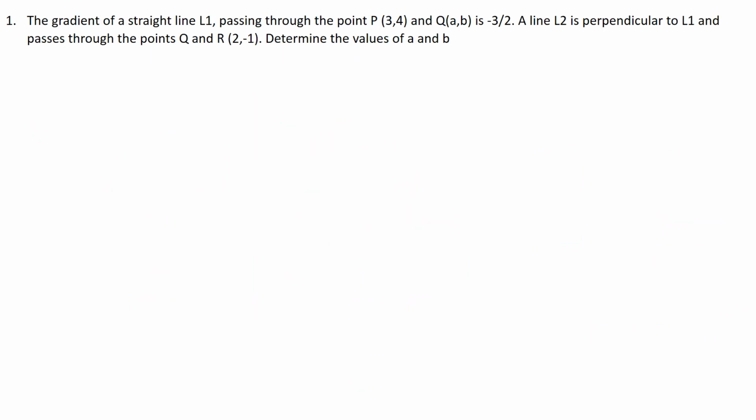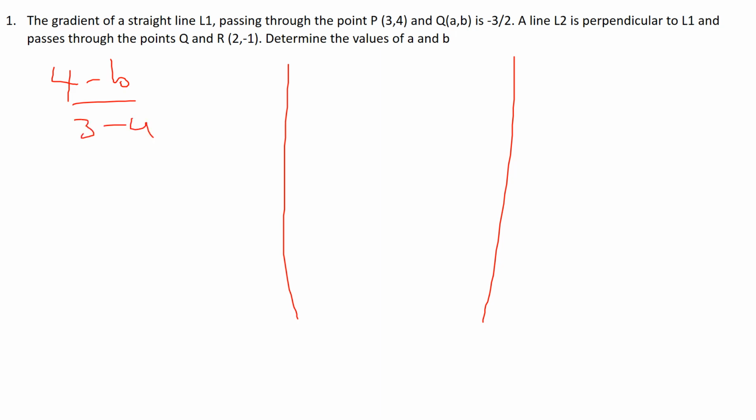In the next question, we know that the gradient of a straight line passing through point that and that is perpendicular and passes through that point. So in this case, we are told that the equation of this is perpendicular to this. So for us to be able to get this first gradient, we know it is change in y all over change in x. So if we take 4 minus b divided by 3 minus a, this one should give us negative 3 out of 2.